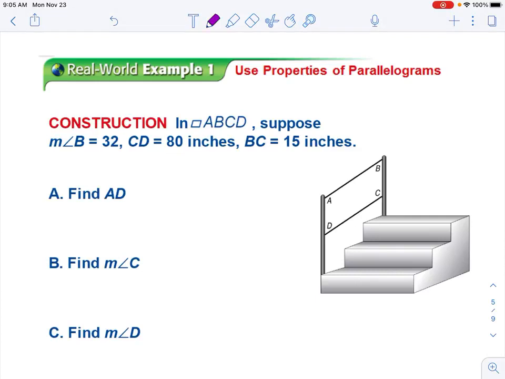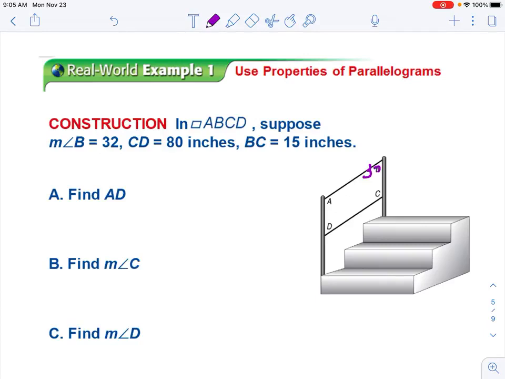So in parallelogram ABCD, we are going to suppose that angle B is 32. We are going to suppose CD is 80 inches, and we are going to suppose BC is 15 inches. Then we're going to find AD, angle C, and angle D. So AD is easy enough. AD is opposite 15, so AD is just 15 inches.